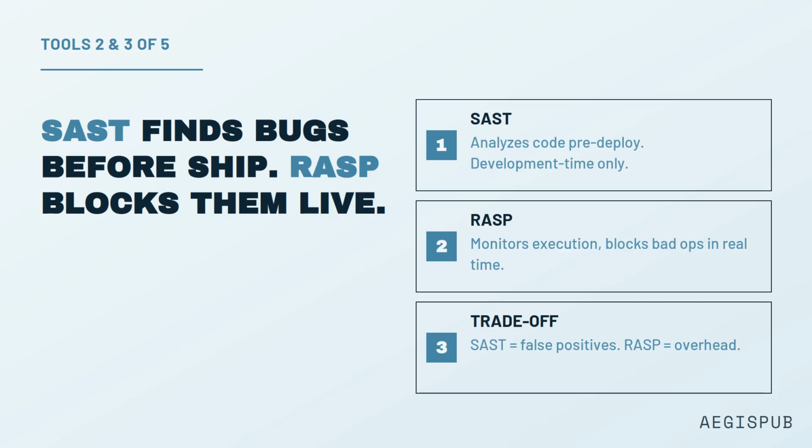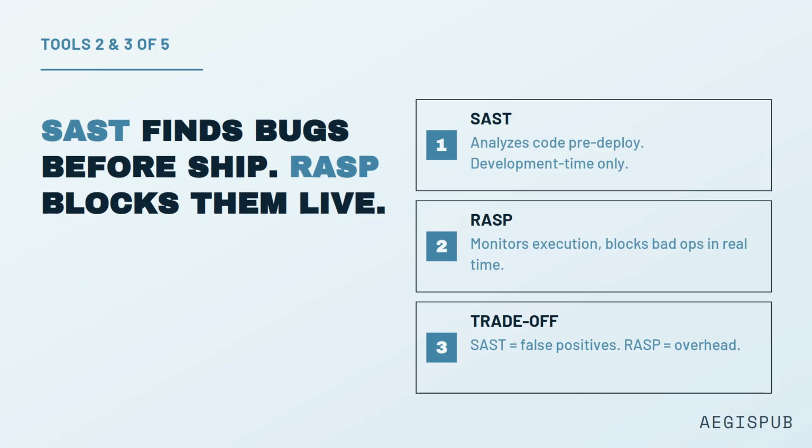A runtime application self-protection tool embeds into the application itself and monitors its behavior during execution. When an input triggers an operation that the application should not perform, a SQL query built from unsanitized input, a file read that traverses outside the intended directory, the RASP can block it in real time. The difference from a WAF is that RASP operates inside the application, with access to the full execution context. It knows that this particular function received this particular input and attempted this particular operation.